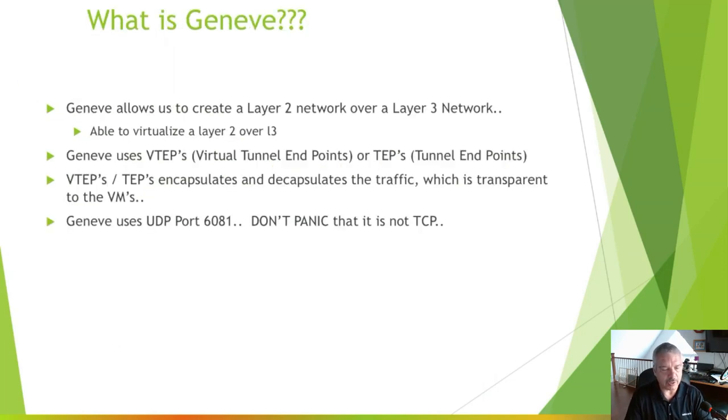So what is Geneve? Geneve allows us to create a layer 2 network on top of a layer 3 network, which I've explained before. Some of you might be familiar with VXLAN, or if you played with NSX for vSphere, we used VXLAN there. I remember when NSX-T came out, I thought it was probably using VXLAN, and then I said, hang on a second, it's using Geneve. What's the big deal? Why did they change it from VXLAN? VXLAN was a specification developed by Cisco, IBM, Juniper, a whole bunch of partners. VMware was in on it as well.